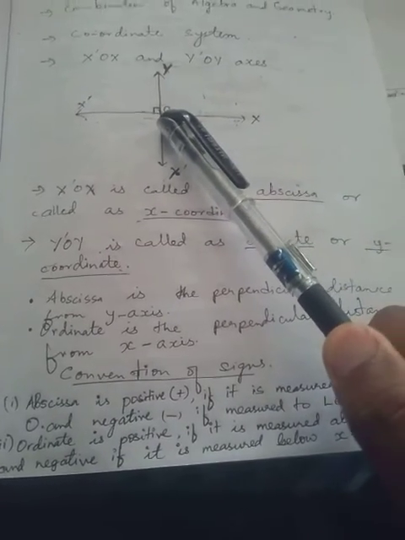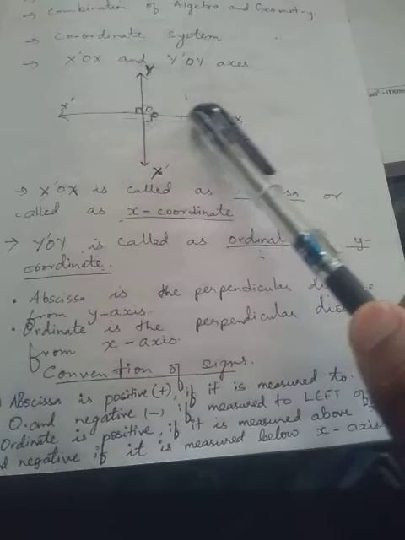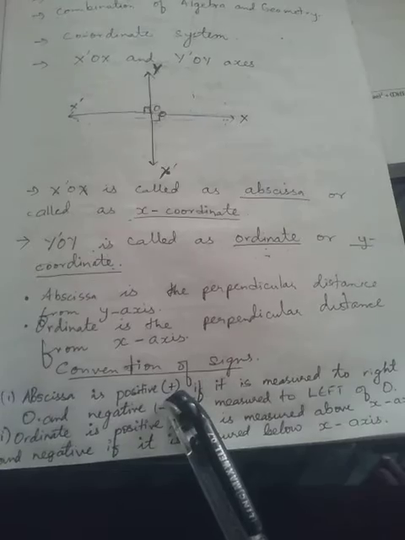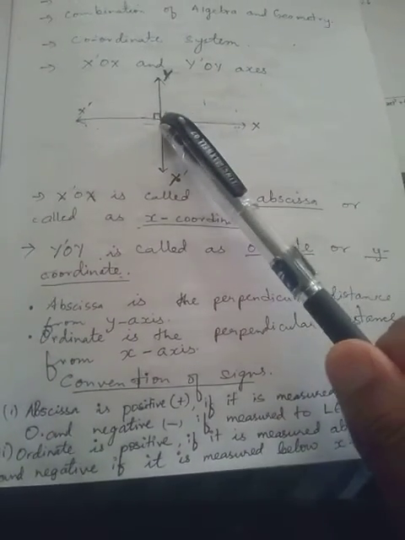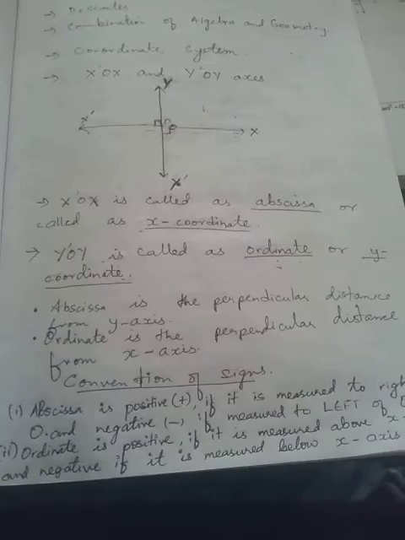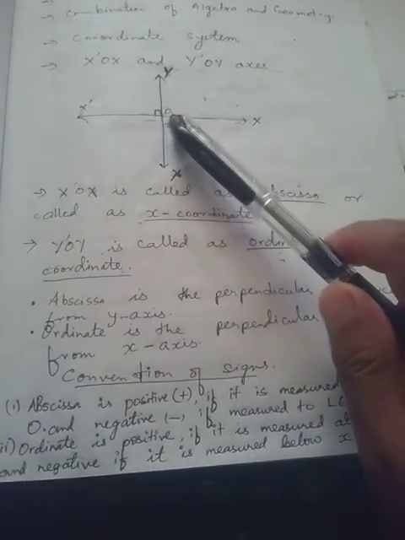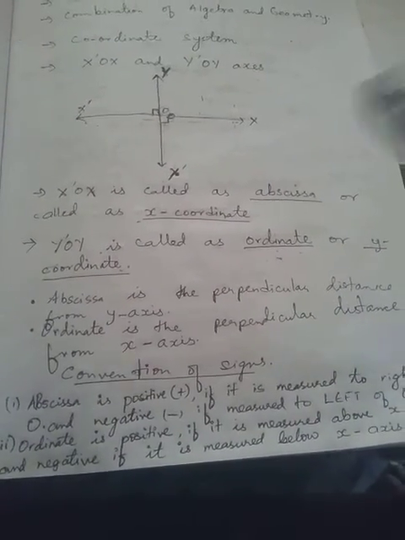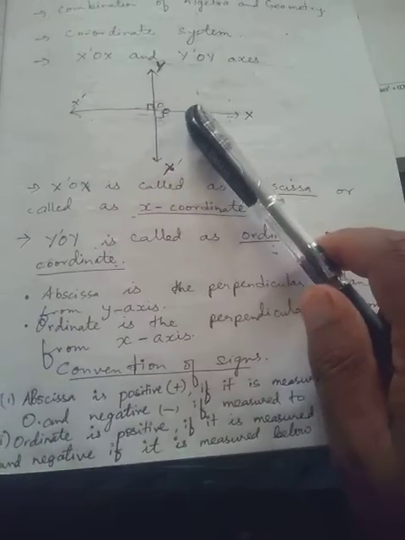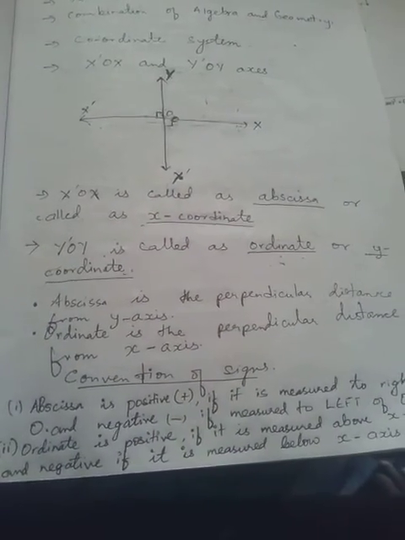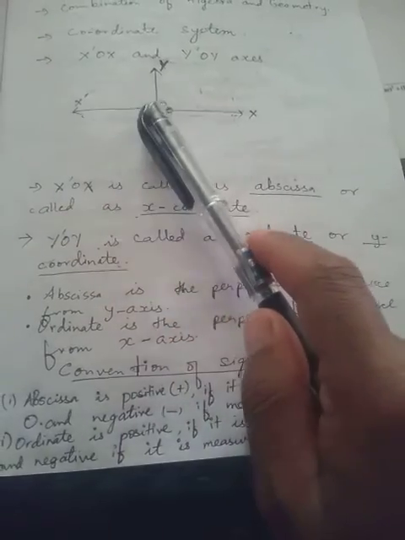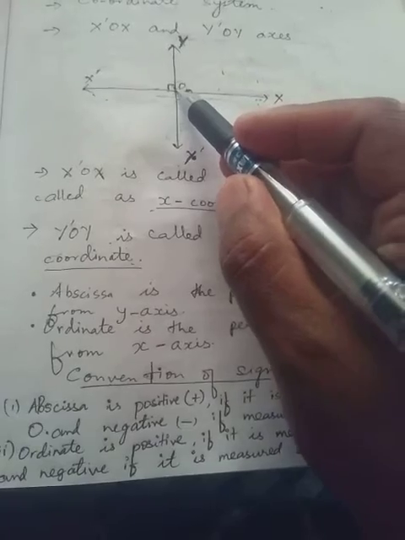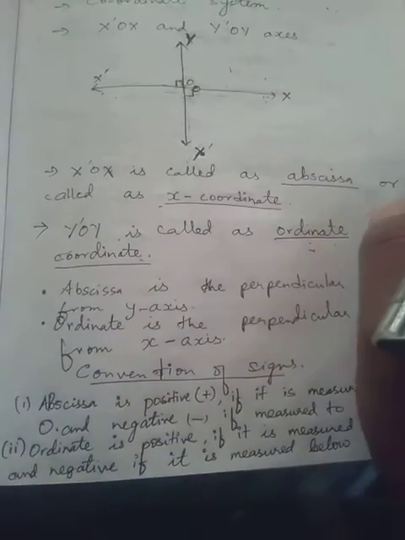So from the point of origin, if we measure this abscissa to the right, then the abscissa is positive, so we give it a plus sign. This horizontal line, measured towards the right, will be positive. And if we measure the abscissa to the left from this point of origin, which I wrote here as O, then it is taken to be negative or minus.